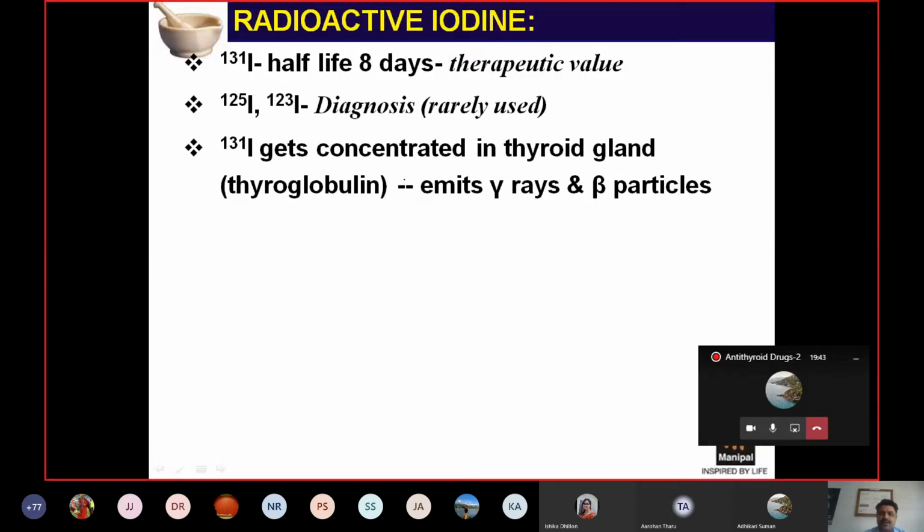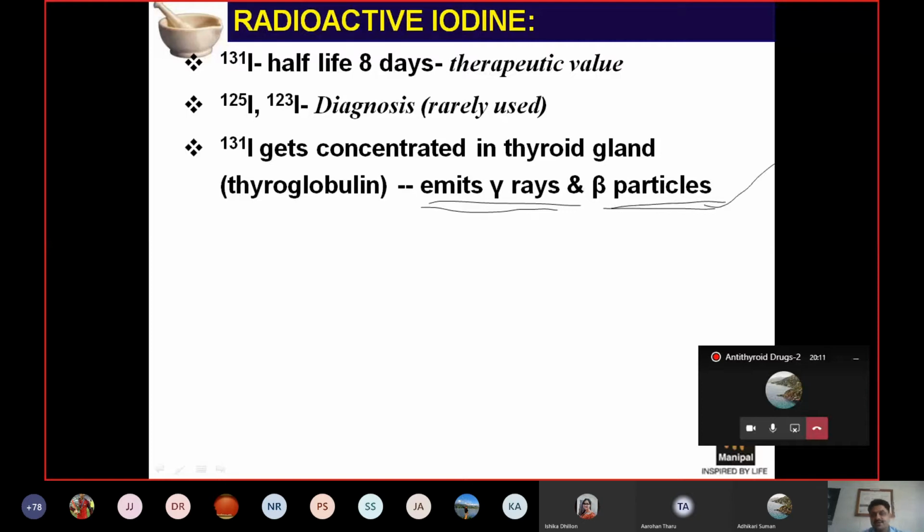It is taken orally, and then it is absorbed, but it is concentrated in the thyroid gland. The cells will take it by the sodium iodide symporter, that carrier protein. And once it goes over there, it starts emitting rays, gamma rays and beta particles. Gamma rays don't affect anything. The beta particle will destroy the cell.